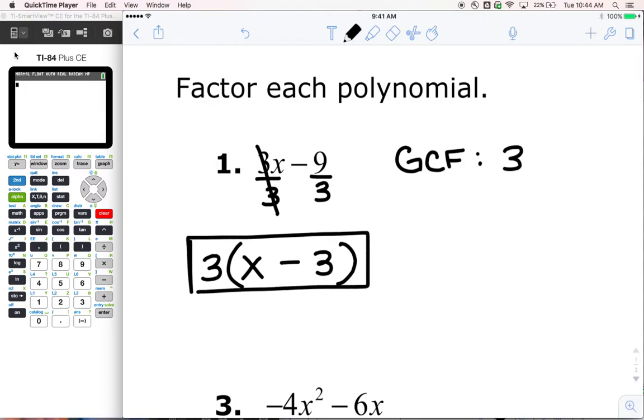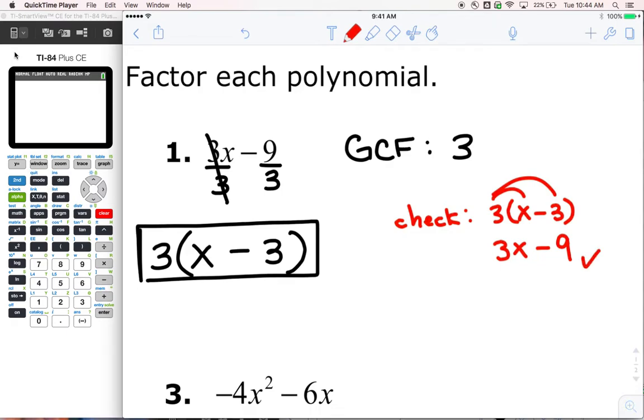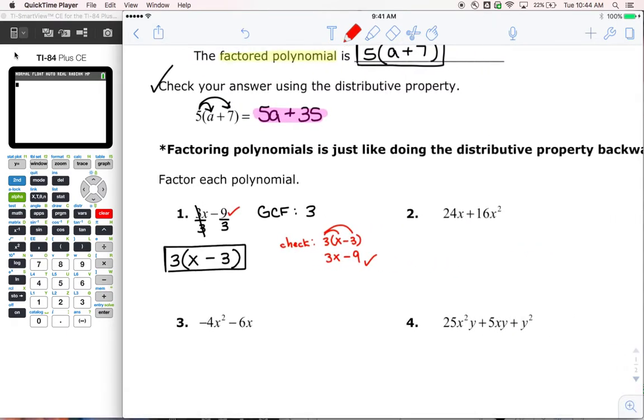And again, it's always a good idea to check. It's easy to check too. Check my answer over here. If I do 3 times x minus 3, I get 3x and negative 9. This is what I started with, so I know that I did it correctly.